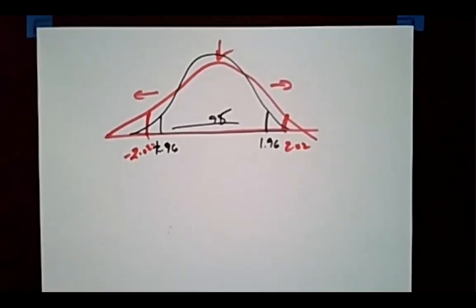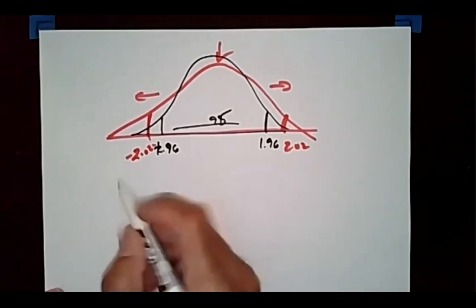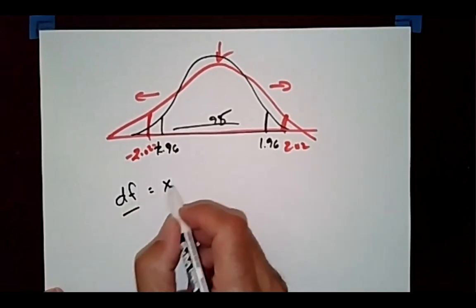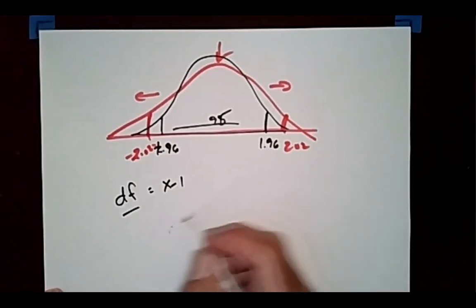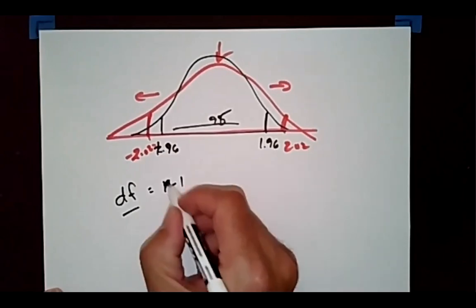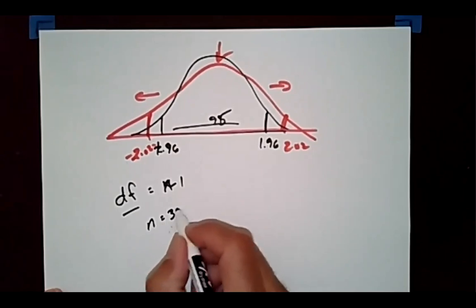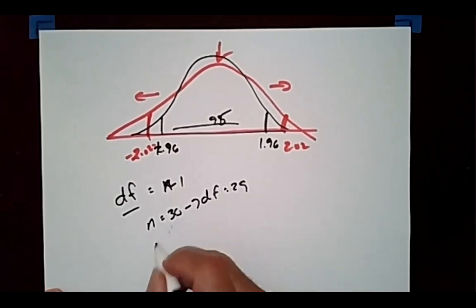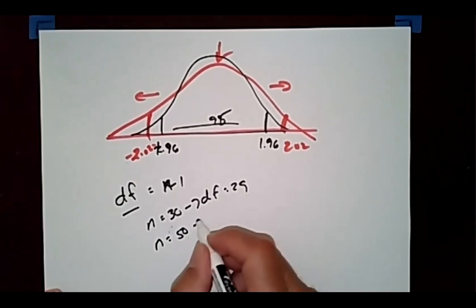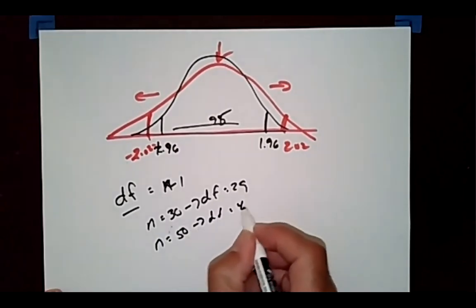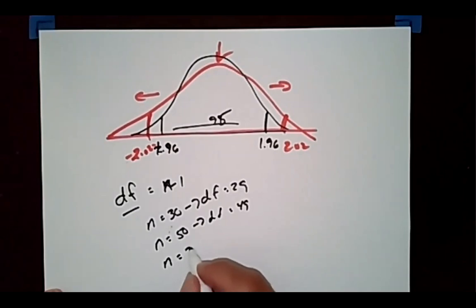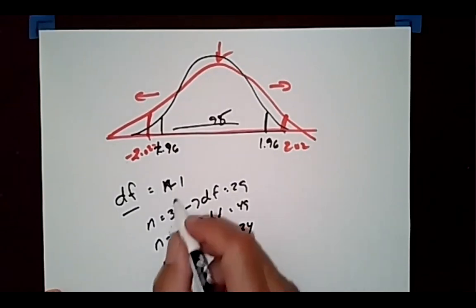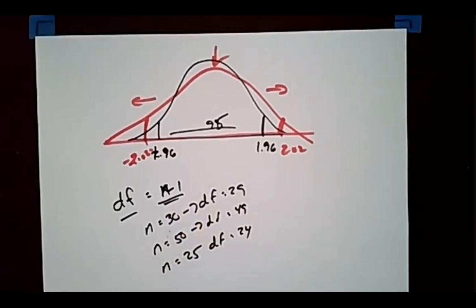And it's delineated by what's known as the degrees of freedom, DF, degrees of freedom, which is always N minus 1, right? So if your N is 30, your degrees of freedom are 29. If your N is 50, your degrees of freedom are 49. If your N is 25, your degrees of freedom are 24, right? It's always N minus 1, okay?